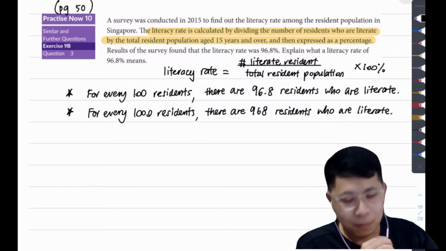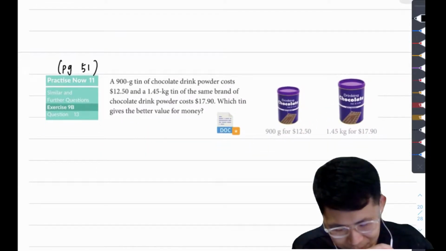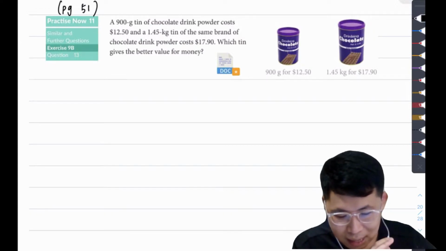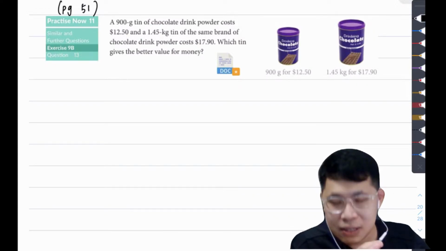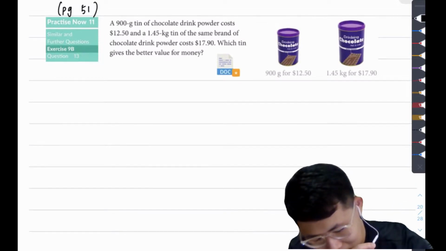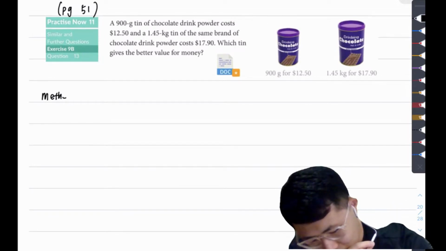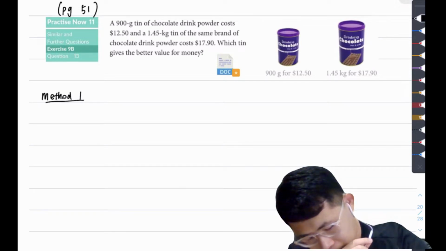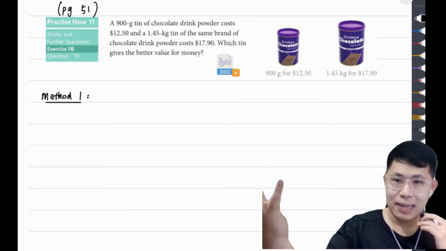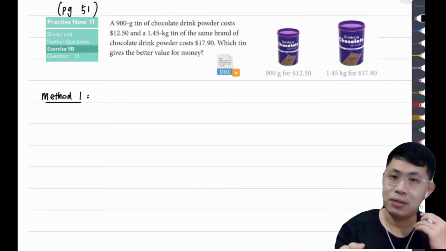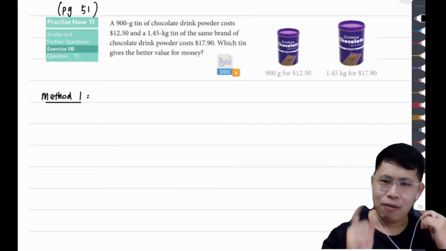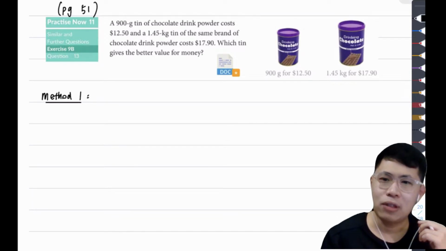Okay, now let's look at practice now 11. So we have chocolate drink powder, 2 different sets. Which tin gives the better value for money? So we're going to look at 2 methods over here. So method 1. Because we're looking at mass and money, the amount of powder and money, I'm just going to divide and see for every dollar how much powder do I get.